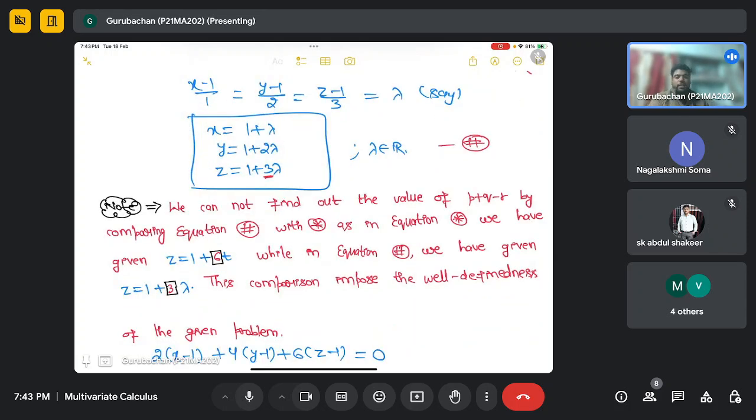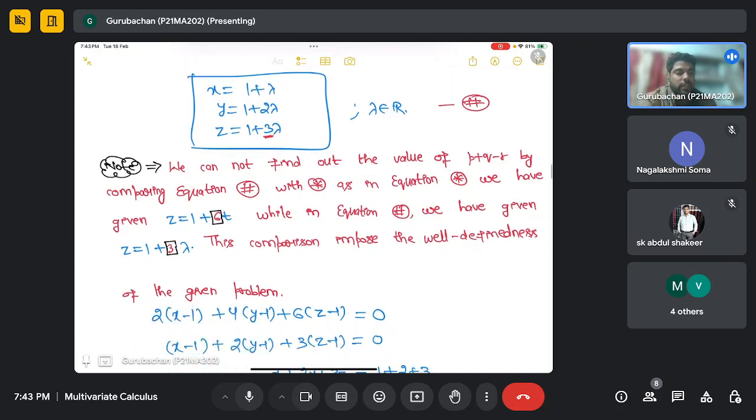Earlier in the last class we discussed and concluded that there can be more than one answer, but here the answer will be unique. The reason is the well-definedness of the problem. Okay. Anybody has any doubt in this? Now, the student who raised this point in the last class, has any doubt?